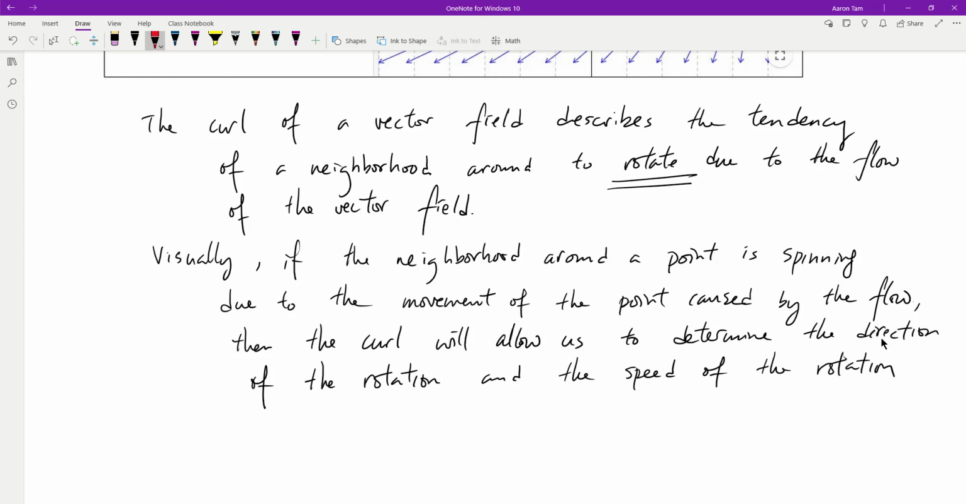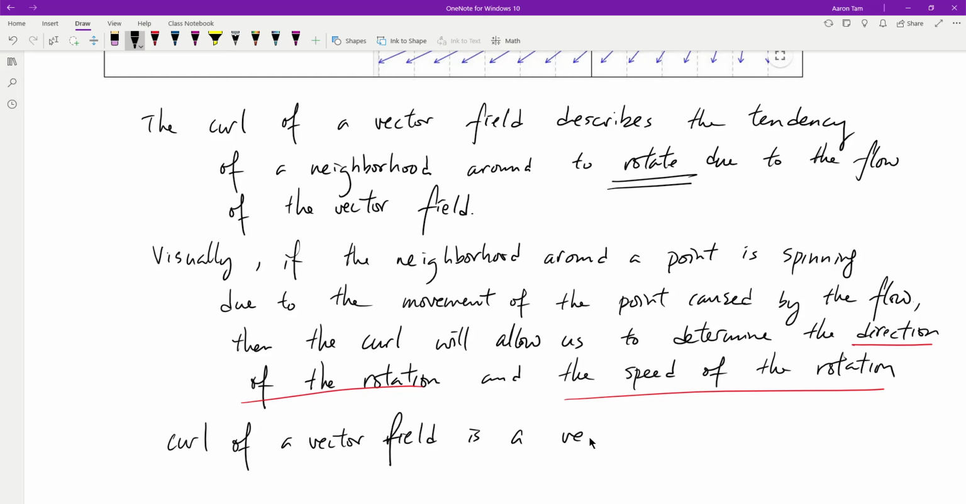Now, because the curl has to define two things, we need to find a curl that will allow us to convey two different pieces of information: the direction of the rotation and the speed of the rotation. And therefore, that is the reason why the curl of a vector field is a vector. So different than divergence, which is a scalar, the curl of a vector field is a vector.